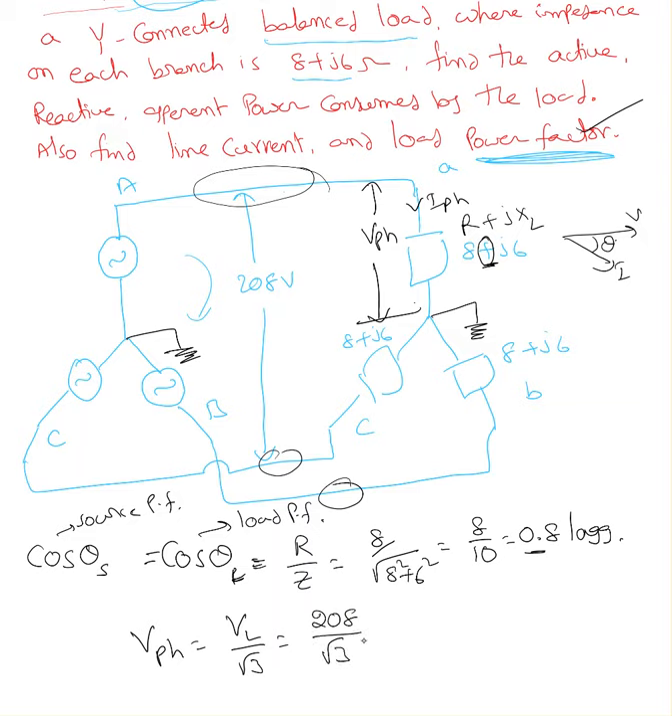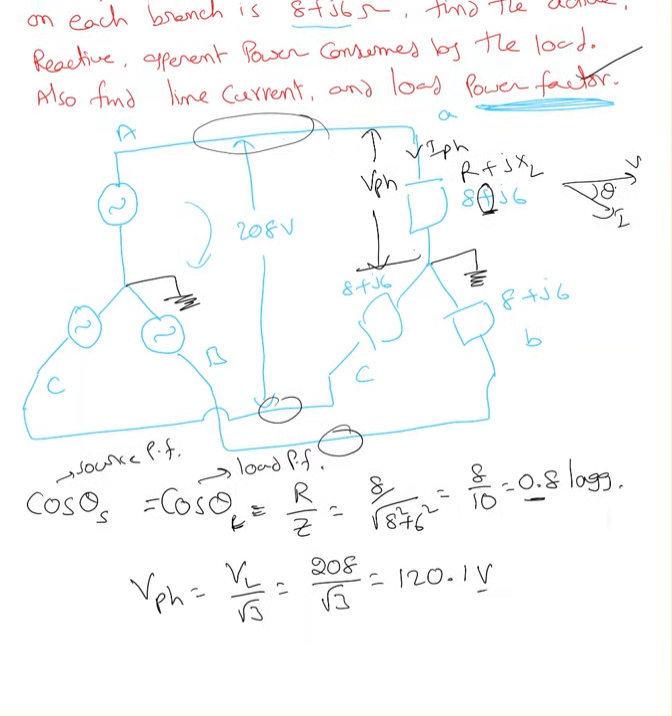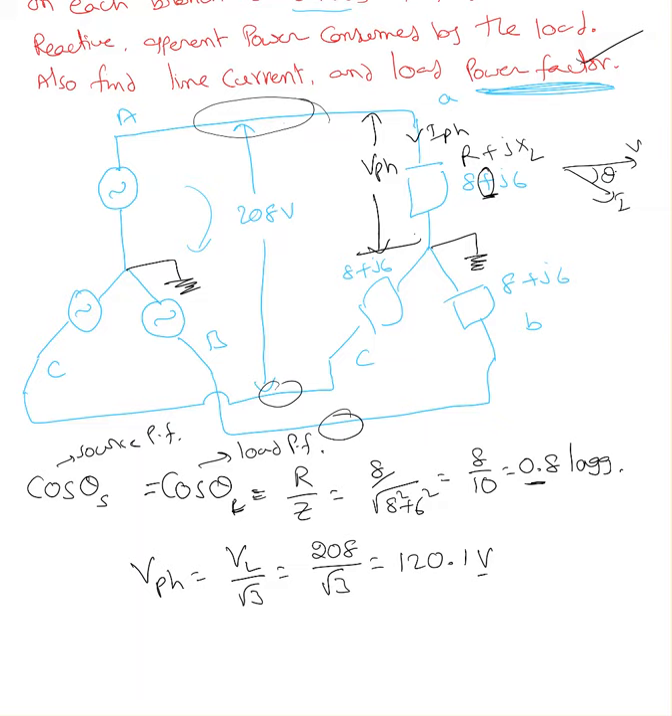208 over square root 3, this value is approximately 120.088. I can take that as 120.1 volt. That's the phase value. As I mentioned, I'm not worried about the phase angles. That's my VPH. Now my IPH is the current passing through the phase.